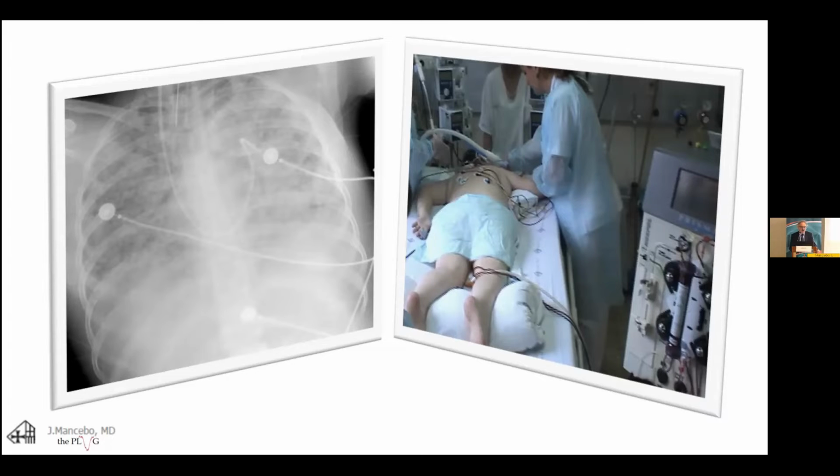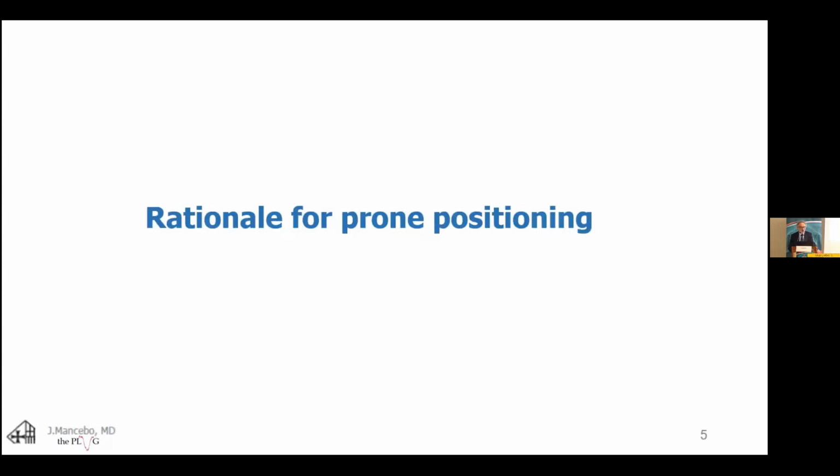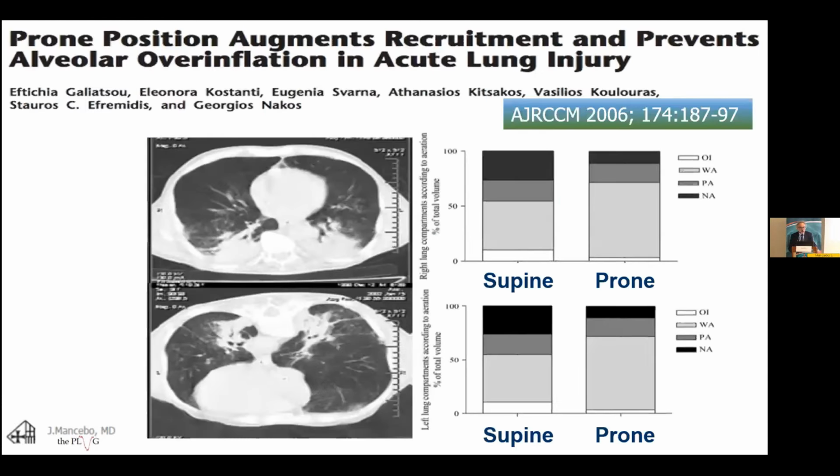So this is the topic that we are going to discuss in the next following minutes, and this is the schema of my presentation. Let me begin with the rationale for prone positioning. I like this study because it allows us to fully understand why prone positioning is useful, especially to decrease ventilator-induced lung injury. Here you can see in this slide, when you compare supine to prone position, there is a significant decrease, these black areas, in the non-aerated zones.